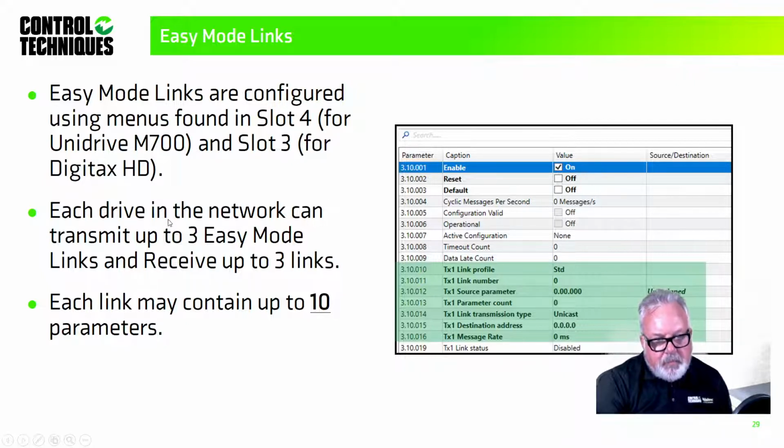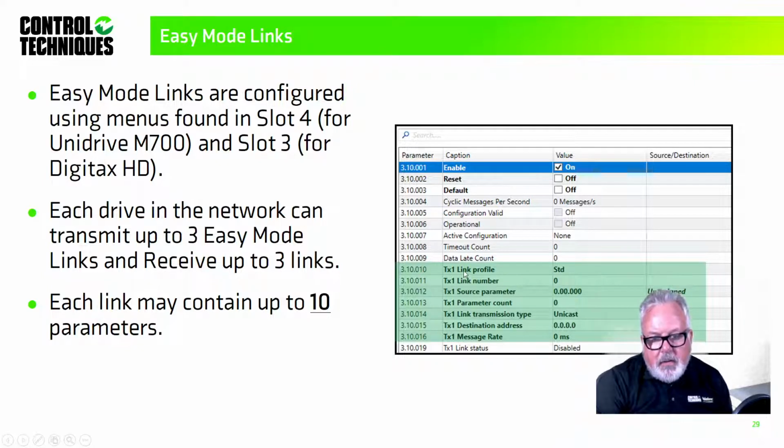Each drive can transmit up to 3 easy mode links and receive up to 3 easy mode links. Each one of those links can contain up to 10 parameters. So therefore, I have a maximum of 30 easy mode parameters out and 30 easy mode parameters in per drive. Hopefully that is clear.